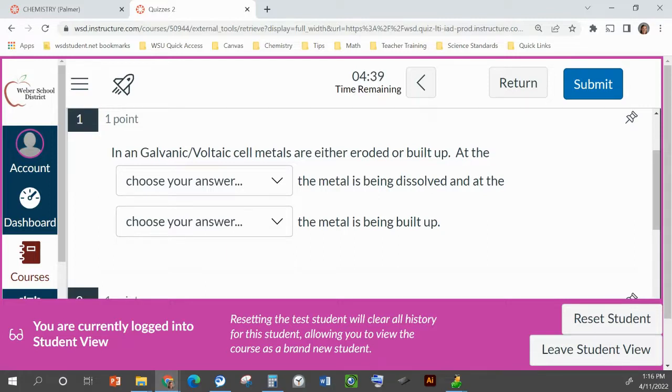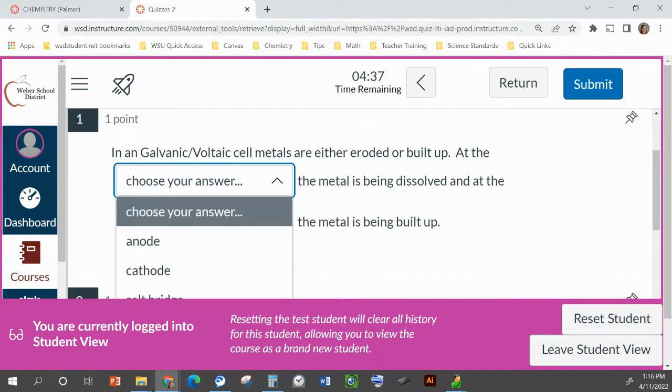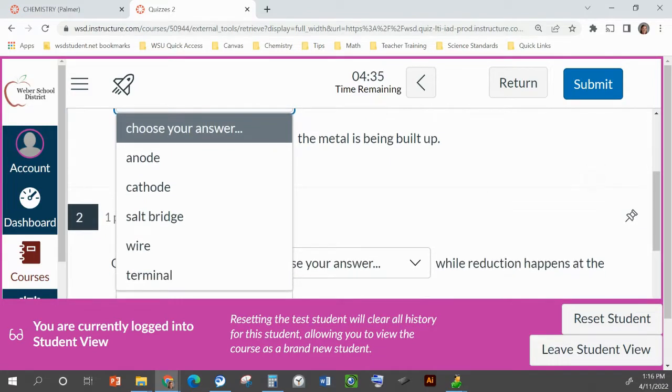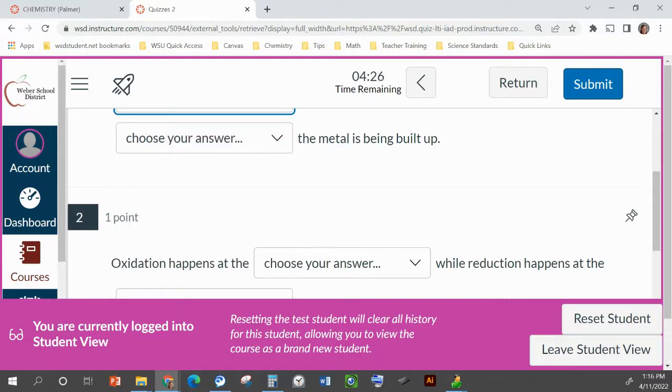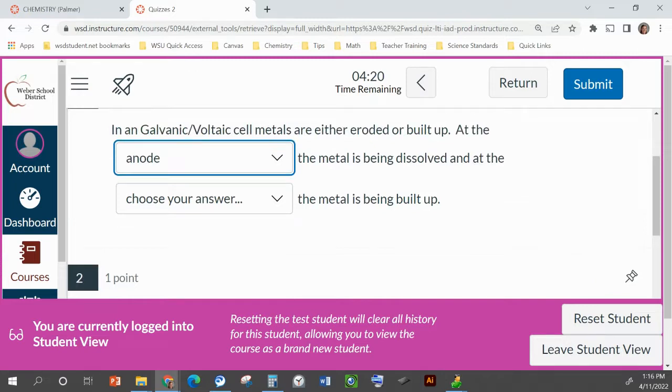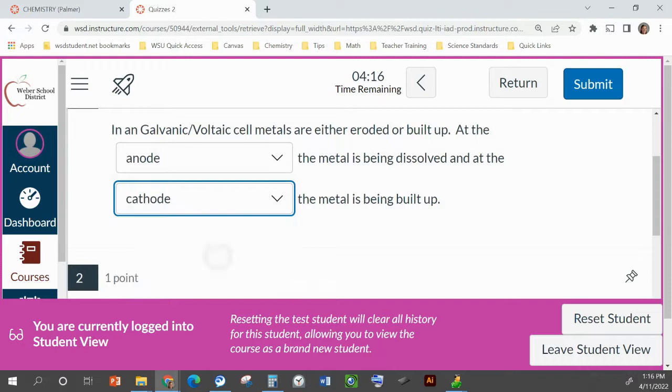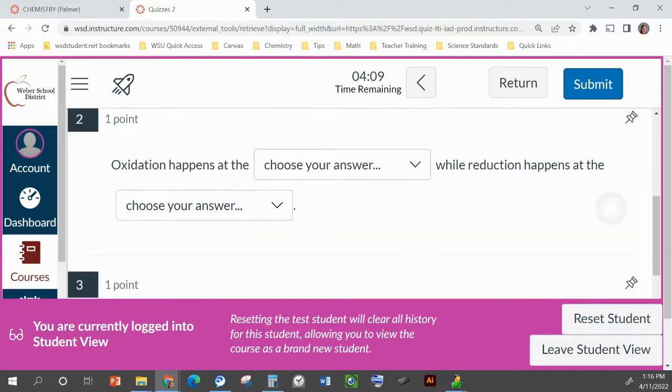So which side gets dissolved? The anode, the cathode, the salt bridge, the wire? Good, the anode. So that was our aluminum foil, or that was the magnesium in our hot dog clock. Okay, and at the what? What's the other option? At the cathode, the metal is being built up. Good. So this is something that you will have to know for the test. Okay. All right, next question.